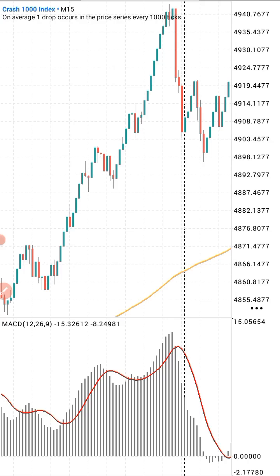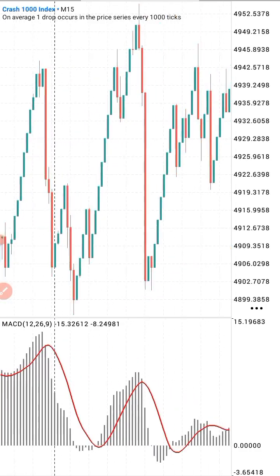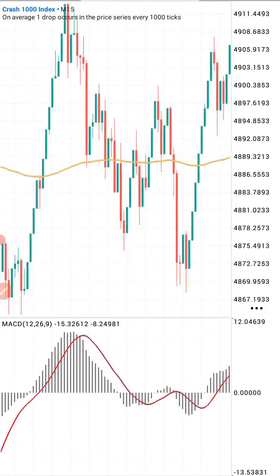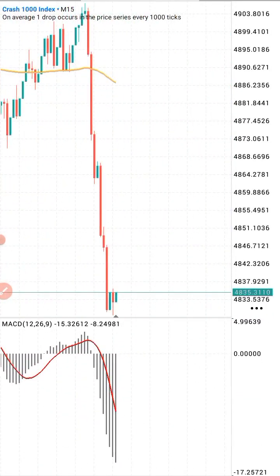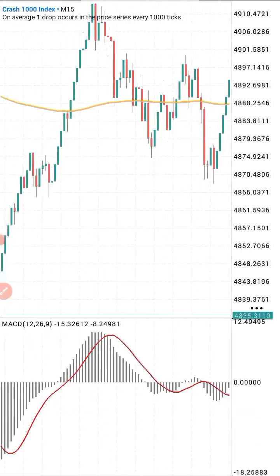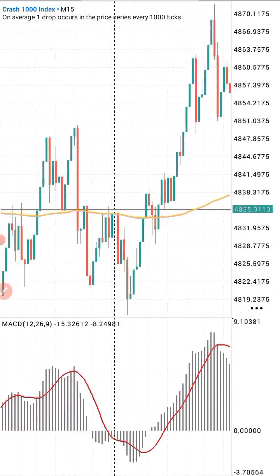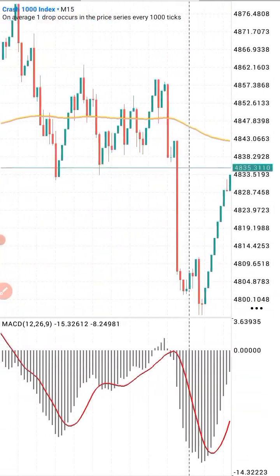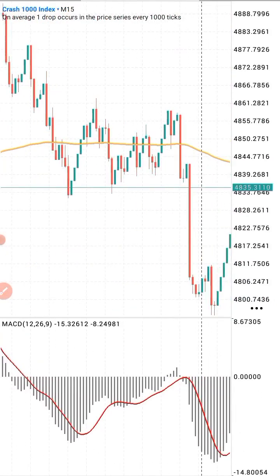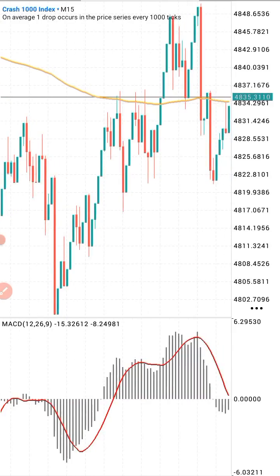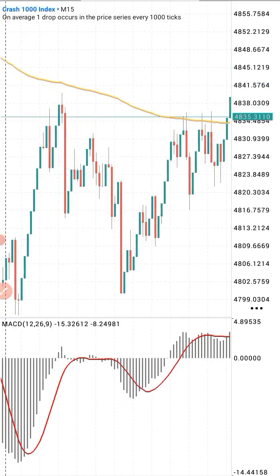If the price is below the 200 moving average, the price is downward. So you need to consider what? Selling. You need to consider selling. Like this, you will be considering selling instead of buying.